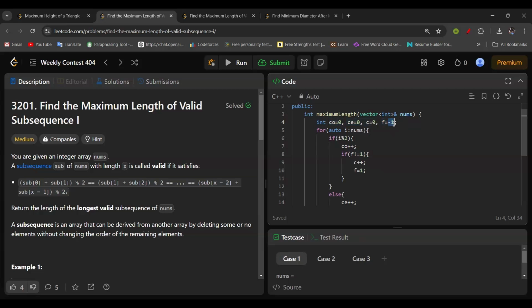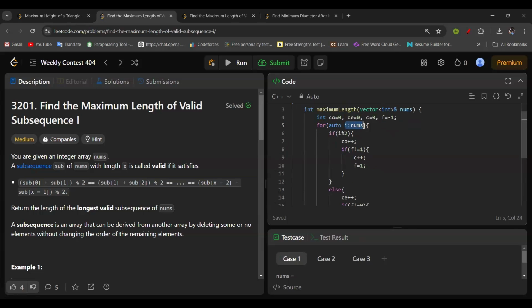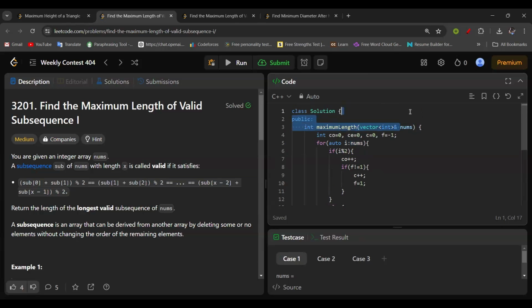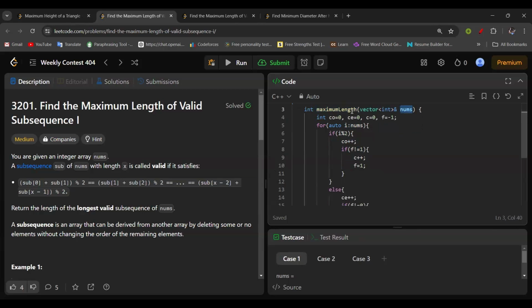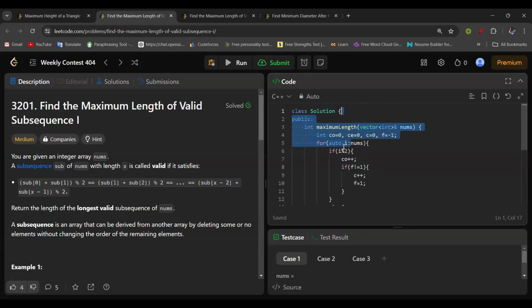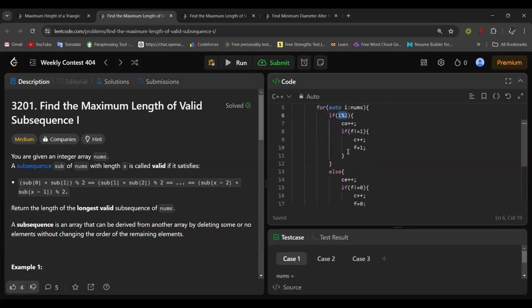And my F is the parity of the previous index we picked. Currently we haven't picked anything, so F is initialized to -1. Now we are just iterating over all the values of the vector nums we are given. If we get an odd, so i modulo 2, if this value is 1, we do CO plus plus. And if the previous value was not an odd number, then we will also do C plus plus. It's basically the C3 I explained. Along with doing C plus plus, we'll also do F equal to 1. So we'll make sure now my previous value is an odd.